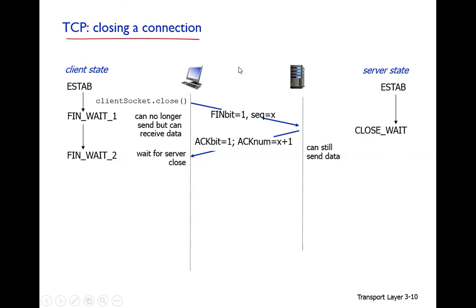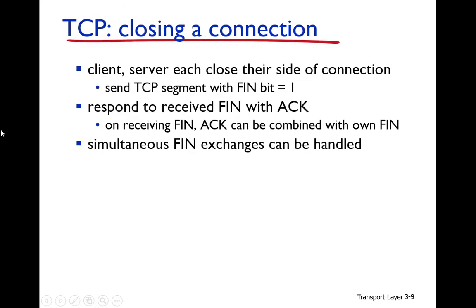So you can see that for connection close, the client and server each close their side of the connection when their data is finished. How is it closed? They send the TCP segment with the FIN bit, and when the client or server receives the FIN packet, it responds with the acknowledgement. On receiving the FIN, the acknowledgement can also be combined with its own FIN.